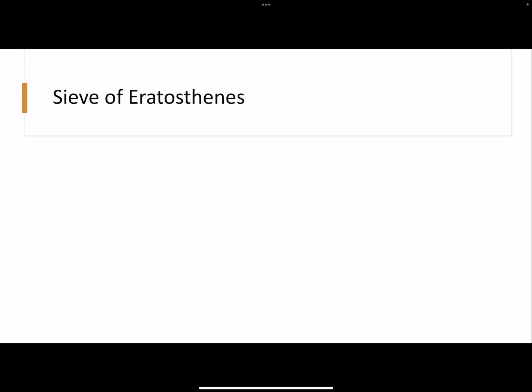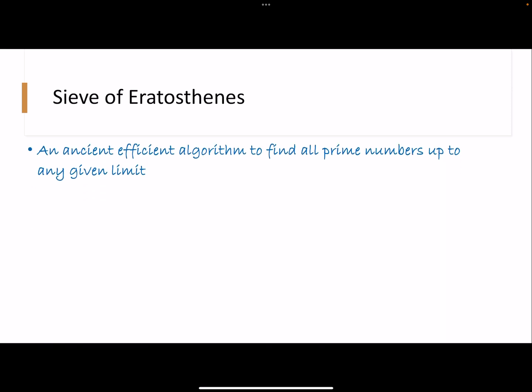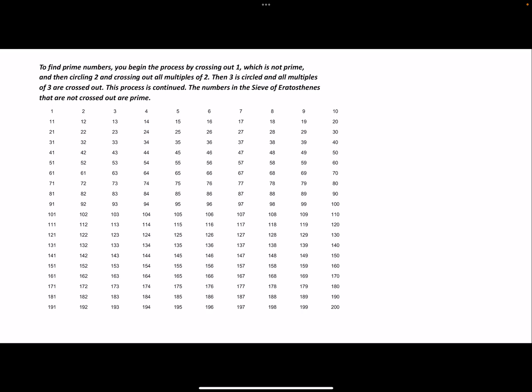Let's talk about the sieve of Eratosthenes. This is a very ancient but efficient algorithm that you can use to find all prime numbers up to a given limit. All right, so let's look at this example. This is an example of the numbers that I've listed from 1 to 200.